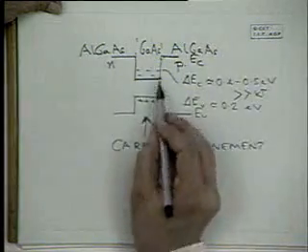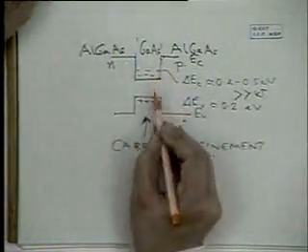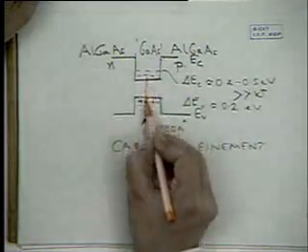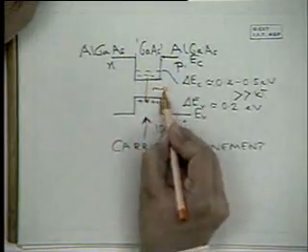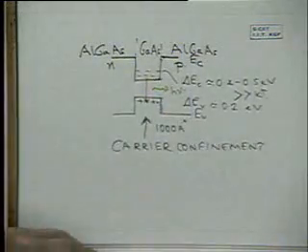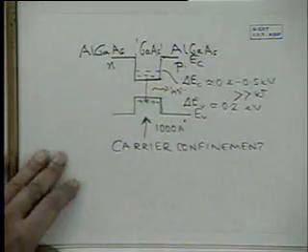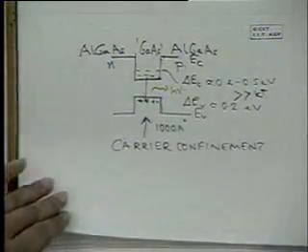So the electrons and holes are confined, and obviously the recombination probability is increased, and you can get light emission. This is the same basic principle as a heterostructure laser, which I'll discuss in detail later on. Let's get into a little more detail about light emission from LEDs.